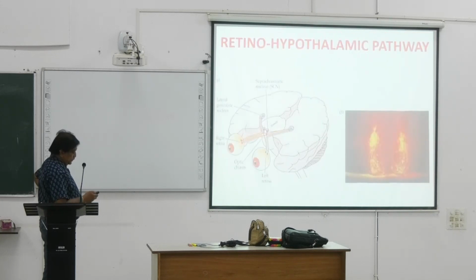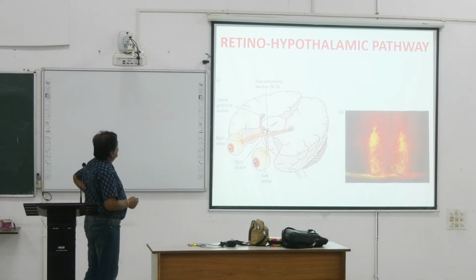Now, the retinohypothalamic pathway. This is the suprachiasmatic nucleus, lateral geniculate body, and see the right retina, the optic chiasma, and the left retina. This is the left retina, this is the right retina.